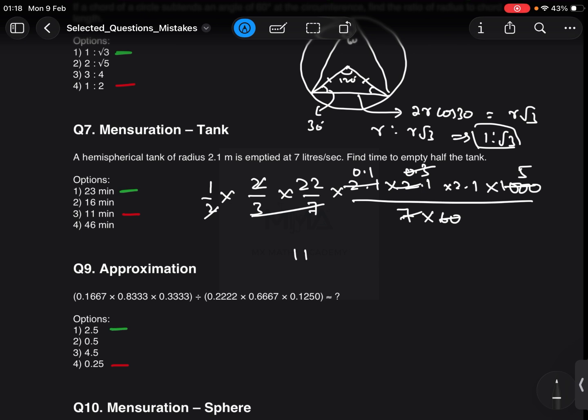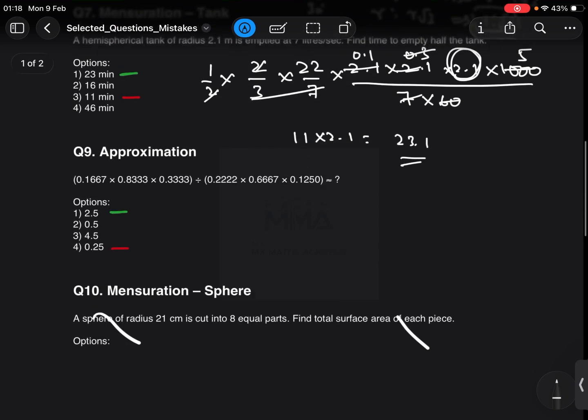So in the exam hall, I did not notice this 2.1. So if I would have noticed this 2.1, it would have been 11 into 2.1, which is 23.1, and I would have marked 23. But I did not notice this 2.1 and I ended up marking 11. Again, I got a question wrong here.